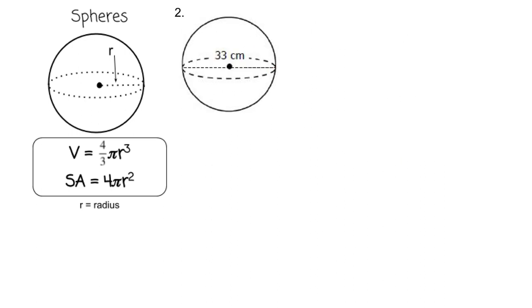Example 2, this one's still finding the volume. So I'm going to take that 4/3 pi r to the 3rd, and I'm going to look at my picture and I see that the diameter is 33. So if I want to find my radius, I take 33 and I have to cut it in half so that my radius is now 16.5 centimeters.